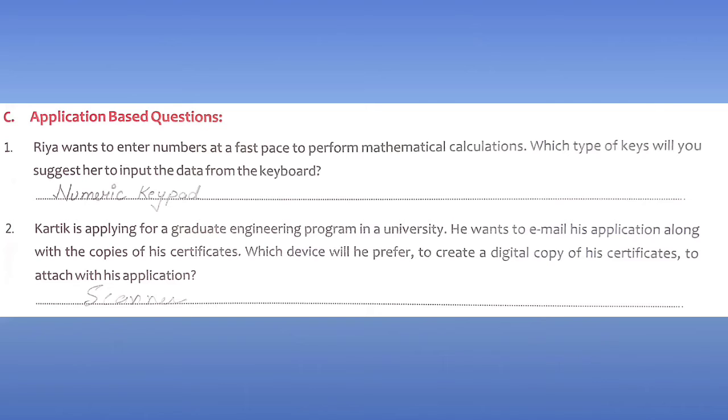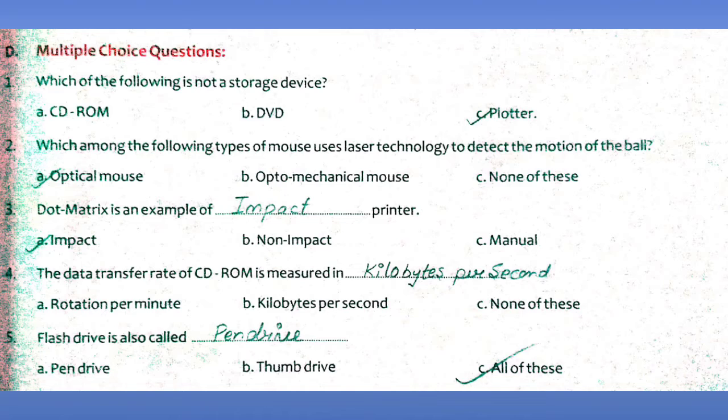Second is Karthik is applying for a graduate engineering program in the university. He wants to email his application along with the copies of his certificates. Which device will he prefer to create a digital copy of his certificates to attach with his application? So answer is scanner.